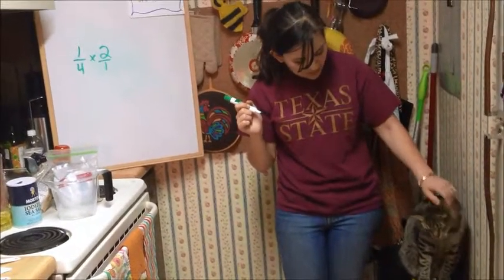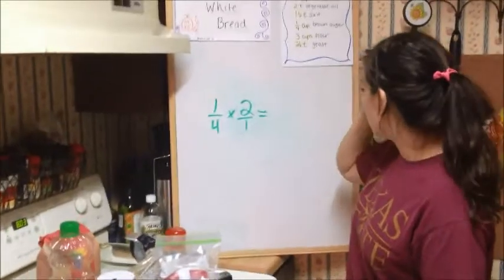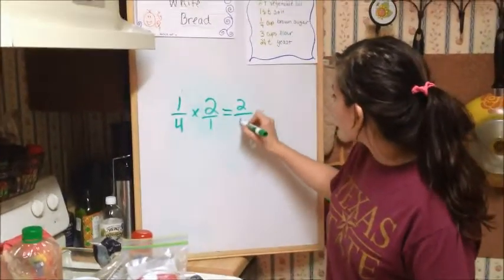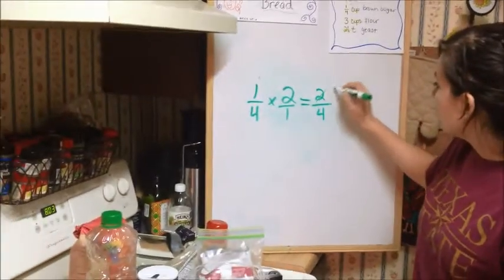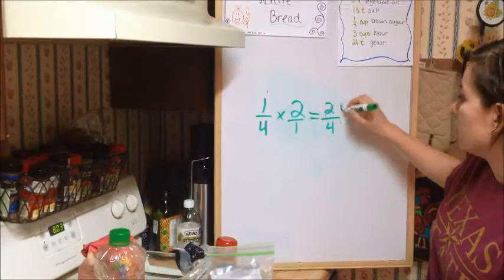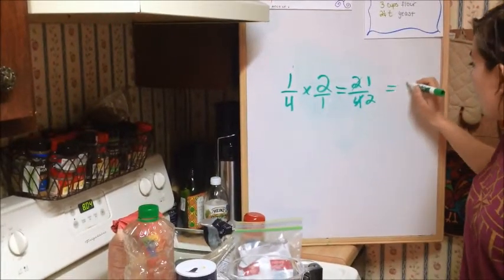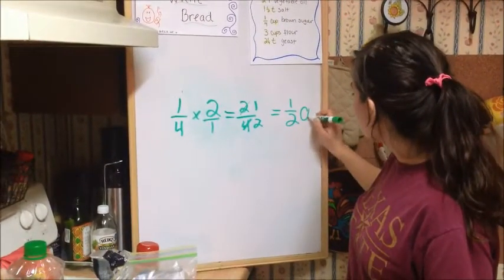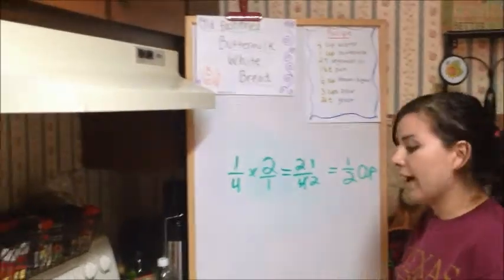Thanks for helping, Julian. So we're going to do the numerators, which will be 1 times 2. Then we're going to do the denominators, 4 times 1. And then we're going to reduce them. So 2 divided by 2 is 1. 4 divided by 2 is 2. So we're going to end up with 1/2 cup of brown sugar. So let's go ahead and add the 1/2 cup.